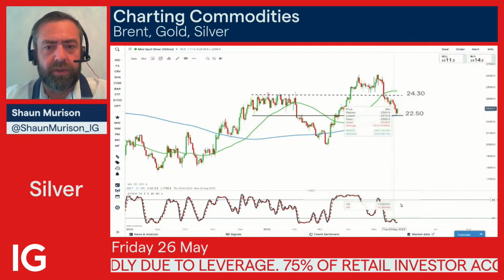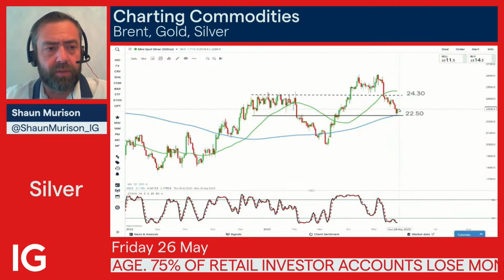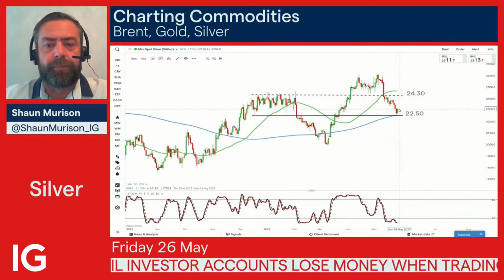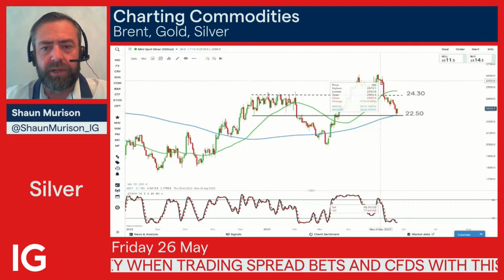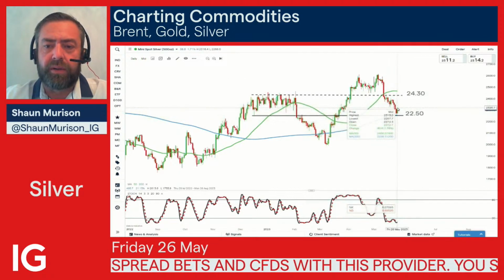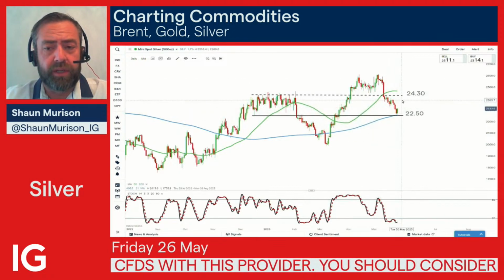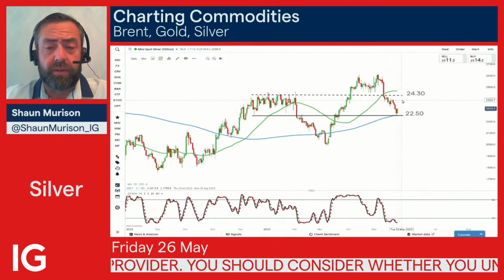And that is supported by an oversold signal. So we'd like to see the price close where it is now, or at least above the halfway mark of that preceding candle to mark the end of this correction lower. And then we'd start considering a move back up towards that 24.30 mark on spot silver.